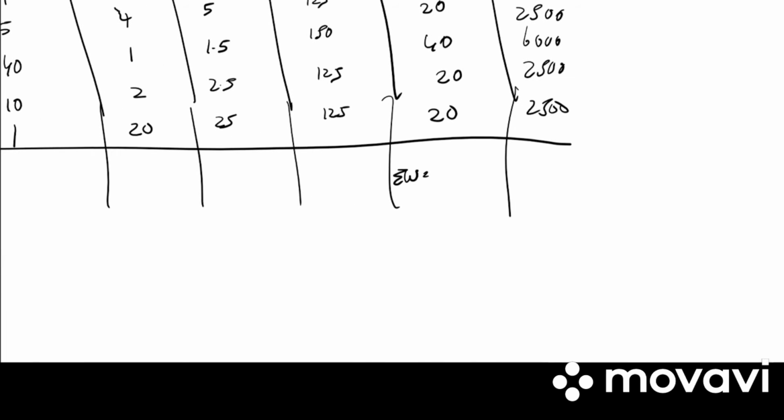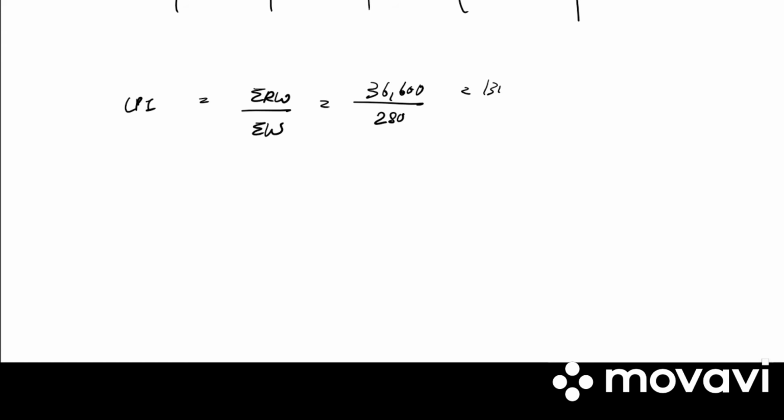So what is summation W? It is 280. What is summation RW? It is 36,600. So CPI is equal to summation RW divided by summation W. 36,600 divided by 280, that is 130.71. Clear?